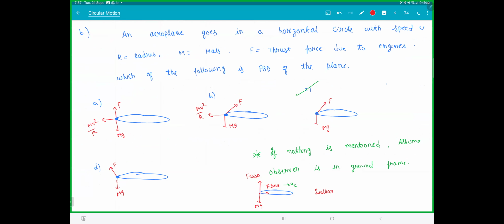So the idea is, if I don't mention anything and I say draw FBD, I'm asking in the ground frame. So the first two options are gone. Centrifugal force, there's nothing there. And D can't be the answer because if you're going in a circle, there must be a force toward the center. There is no force toward the center. That F is away from the center. Clear? Any doubts on this? Next thing.